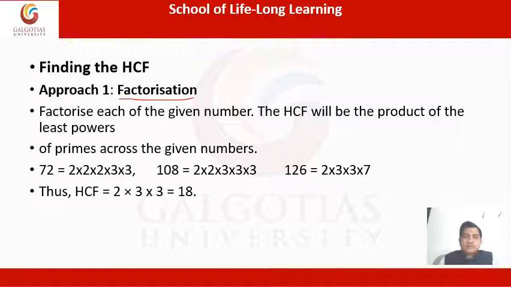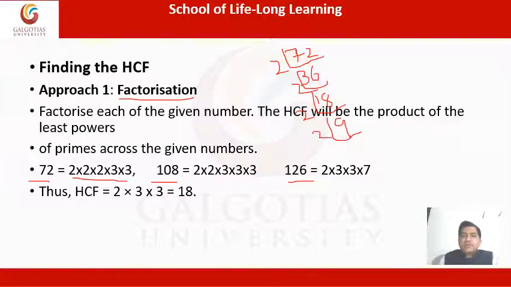One is the factorization method. If I take the numbers 72, 108, 126 and split them in terms of prime factors, what will I get? I hope you know this. Suppose I take 72. When you divide it by 2, you get 36. Again divide by 2, you get 18. Again by 2, you get 9. Then divide by 3, you get 3. So 72 will be 2 into 2 into 2 into 3 into 3, correct?